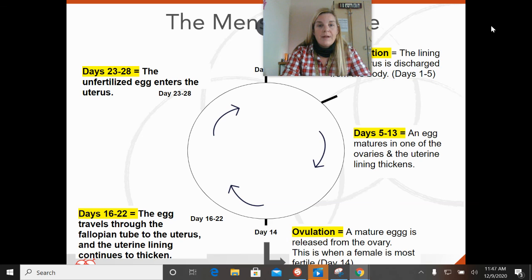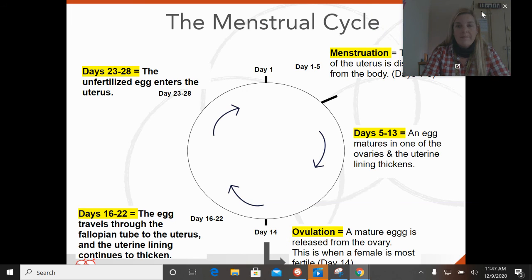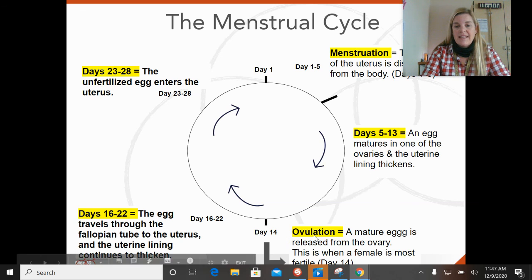Days 23 to 28 are the next few days that we will mark. And this is when the unfertilized egg enters the uterus. So day 28 would be right here before day 1. And day 1 would start and we would menstruate again. So it will just keep repeating over and over.